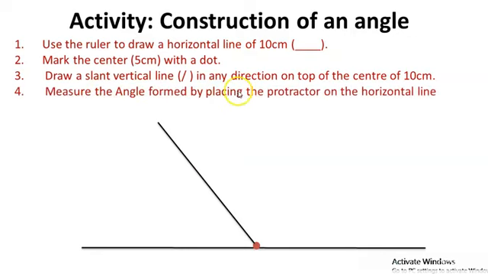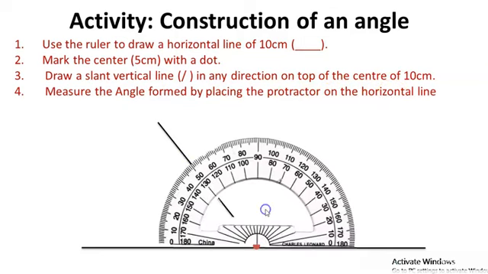Measure the angle formed by placing the protractor on the horizontal line. Of course you're familiar with the protractor; it is used in the measurement of angles. Place the protractor on the horizontal line to measure the angle formed. Make sure that the slant line drawn touches the protractor. So you now measure the angle that is formed.